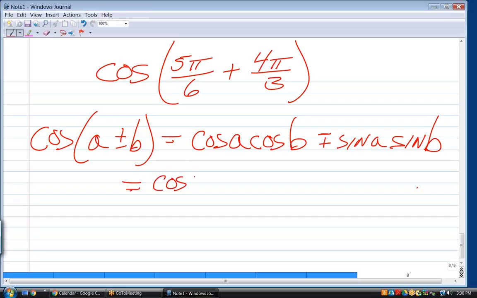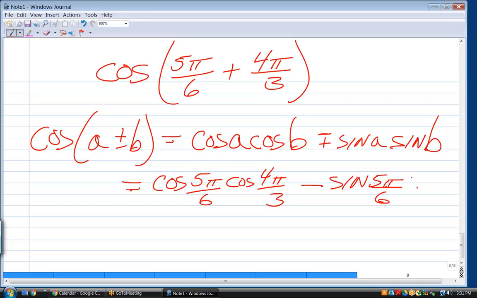So then it would be cosine 5 pi over 6 and cosine 4 pi over 3. Then, since it's the opposite in cosine, it's a negative, or minus. Correct? Then it would be sine 5 pi over 6 and sine 4 pi over 3. Okay. Let's plug in numbers.